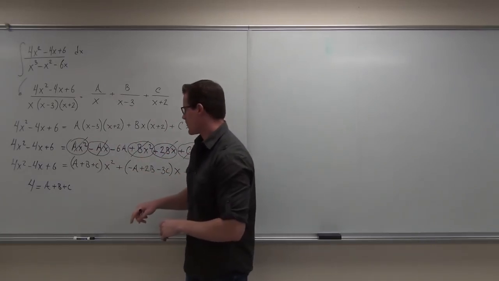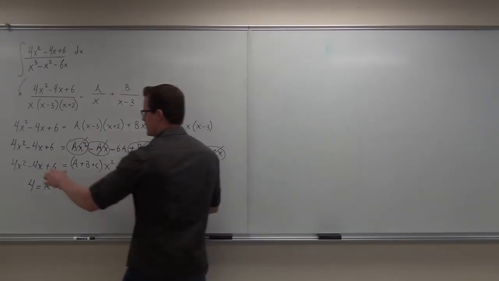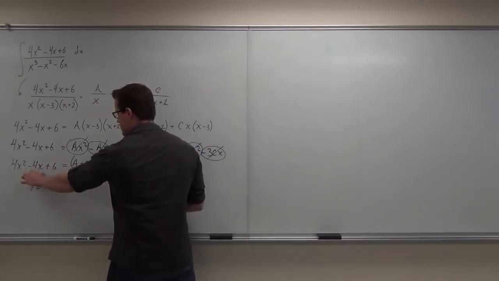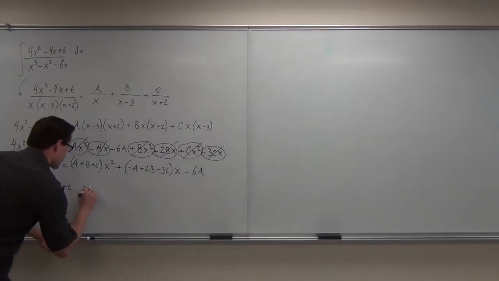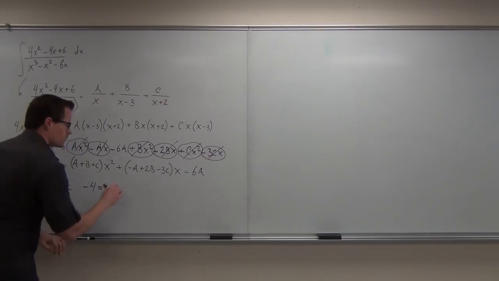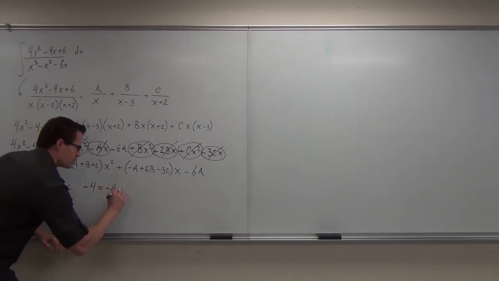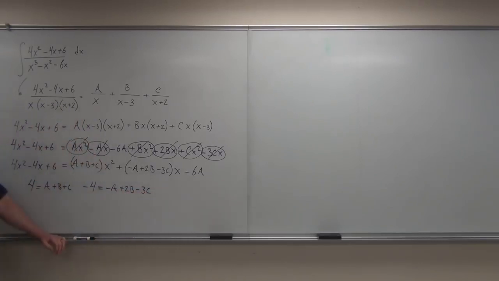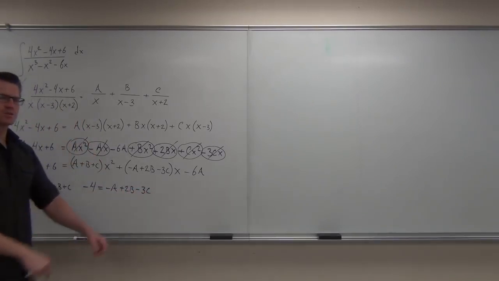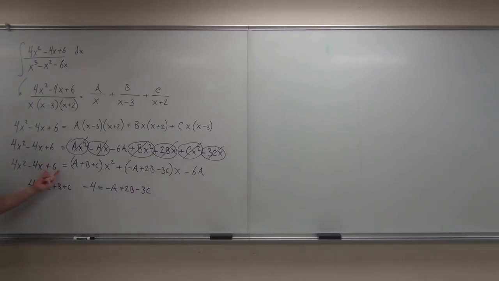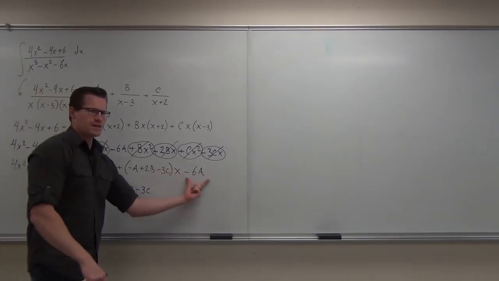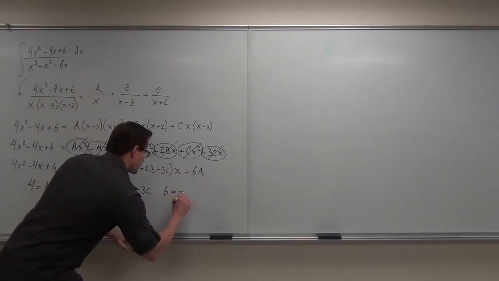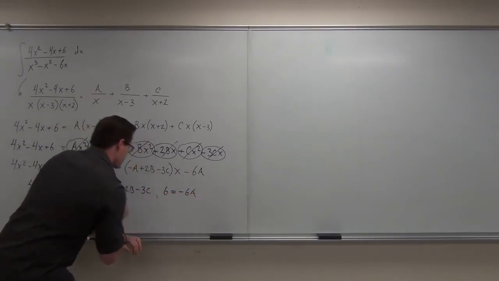Okay, let's do the next one. Here I have x and I have x. The coefficient of this x is what? Negative 4. Therefore, negative 4 equals negative a plus 2b minus 3c. Just match them up. Now the last one's nice. I know that my constant is 6. I know that my constant is negative 6a. Therefore, 6 has to equal negative 6a.